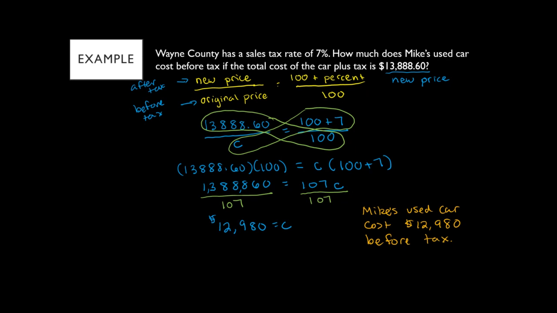It's not going to give you the correct answer because percents don't work that way. Percents are not a flat rate that you add on or subtract. They're multiplied and divided. So you have to set it up this way in order to figure out the cost before you add something on. Otherwise, you're going to get the wrong answer.